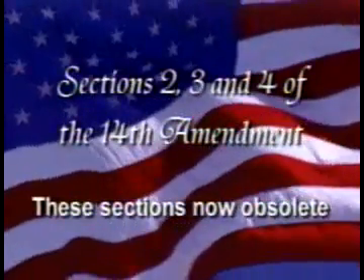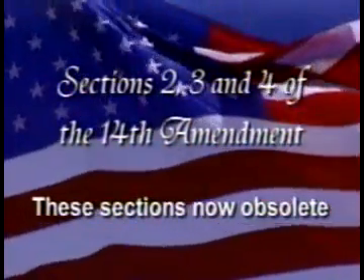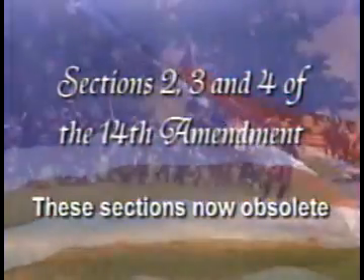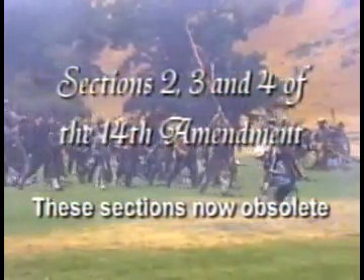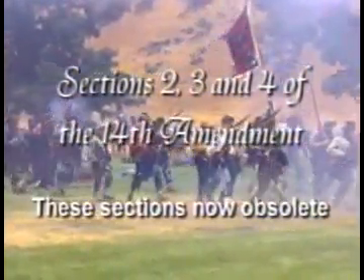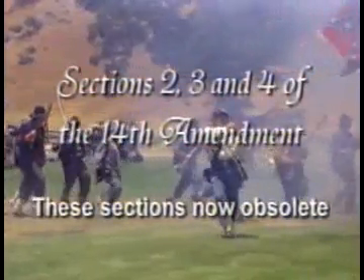Sections 2, 3, and 4 of the 14th Amendment are now obsolete. They had to do with a change in the way the census was taken, punishment of Southern congressmen who rebelled against the Union prior to the Civil War, and the denial of the government to honor debts incurred by the Southern states in their rebellion against the North.